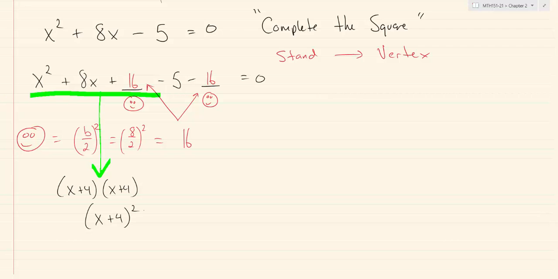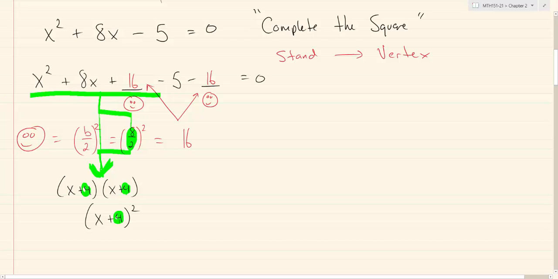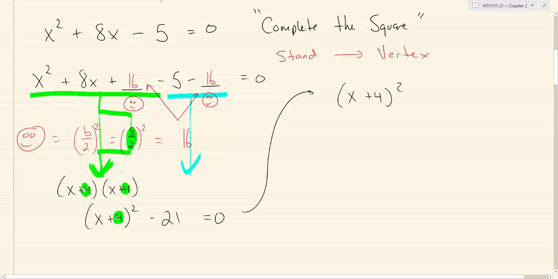In the event that you have a nasty fraction, you can take this middle term, and remember when we divided it by 2 before we squared it? That number actually becomes the number that is part of that perfect square, x plus 4, x plus 4. That's not a coincidence. It happens every single time. Negative 5 and negative 16, that's negative 21, equals 0. So now we have x plus 4 squared minus 21 equals 0.